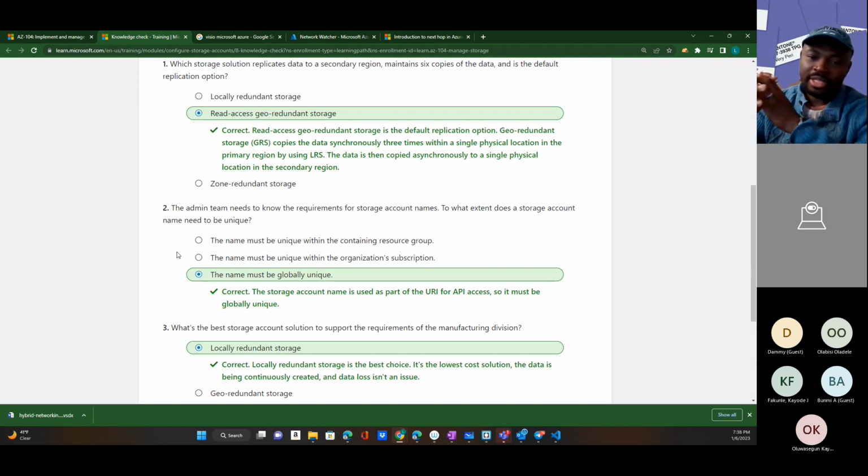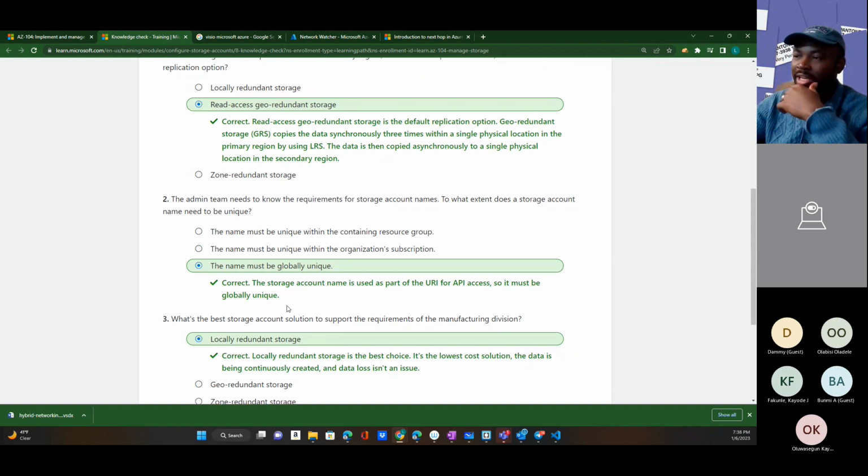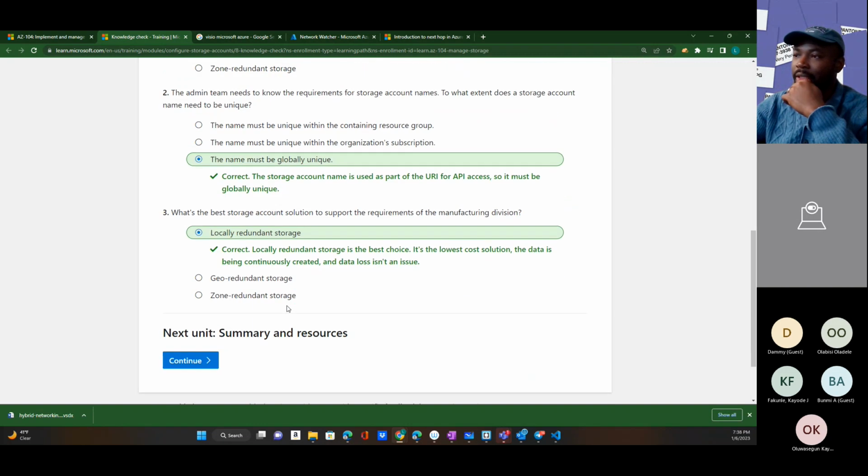Now remember, always have a naming convention. So your storage account name should carry the name of the project it's supporting, the name of the application you are using it for, or the service it's servicing. Just make sure that your storage account name has to be globally unique.